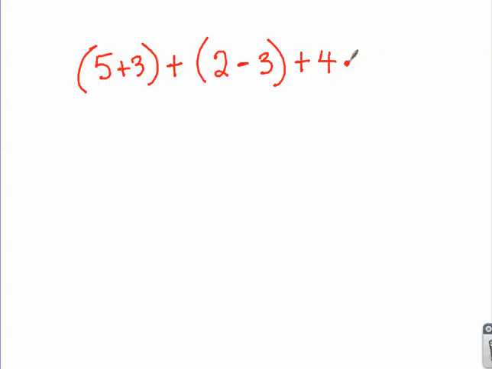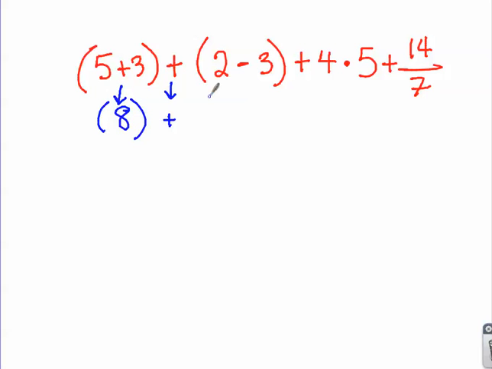So let's look at a problem. Let's say you just have something like 5 plus 3 in parentheses, plus 2 minus 3 in parentheses, plus 4 times 5 plus 14 over 7. You have to do the stuff in the parentheses first. So you have 8 here, because 5 plus 3 is 8. We bring that down. We bring down the plus, and then we have 2 minus 3.